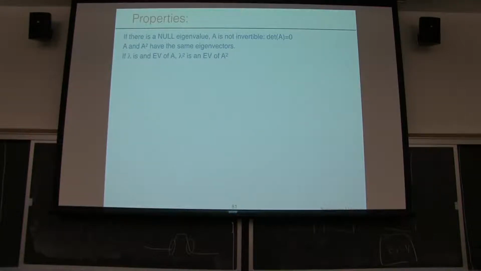Okay. The other thing that's nice is that if you raise the matrix to a power, you have the same eigenvectors. Not the same eigenvalues, but the same eigenvectors. The eigenvalues are related by the power. Okay? So if lambda is an eigenvalue of A, lambda squared is also an eigenvalue of A squared. Okay? But with the same vector V.